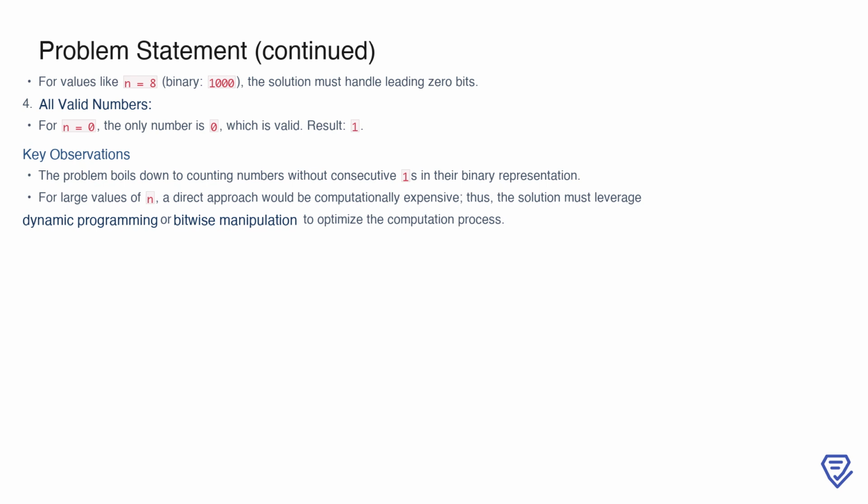A key insight for solving this problem is that it boils down to efficiently counting numbers without consecutive ones in their binary form. Given the constraints, a direct approach that checks each number individually would be computationally expensive, especially for large values of n. Therefore, the solution needs to leverage techniques like dynamic programming or bitwise manipulation to optimize the computation and ensure it runs efficiently, even for the largest inputs.